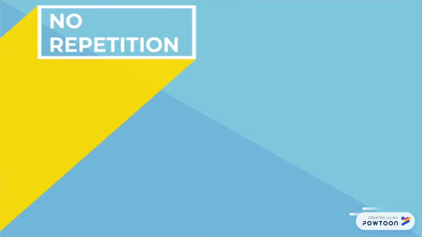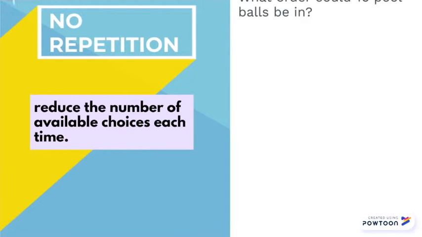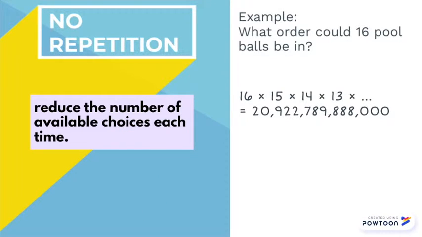For no repetition, we simply have to reduce the number of available choices each time. For example, what order could 16 pool balls be in? 16 times 15 and so on, or 16 factorial.